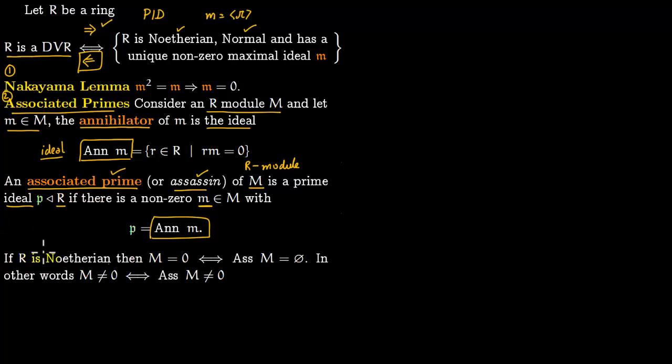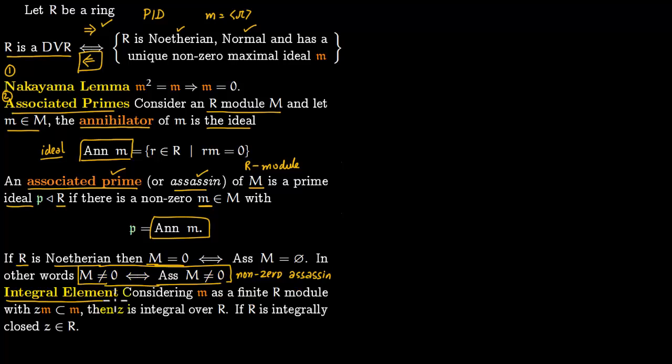So a fact about associated primes is, if R is a Noetherian ring and M is an R module, then M is 0 if and only if the associated primes of M are the null set. So in other words, what we are trying to say is that if M is non-zero, then there has to be some associated prime of M, and this is the fact which we are going to use. We are going to take M as non-zero, and we will say that there actually exists a non-zero assassin of the module M. So this fact we are going to use for the proof.